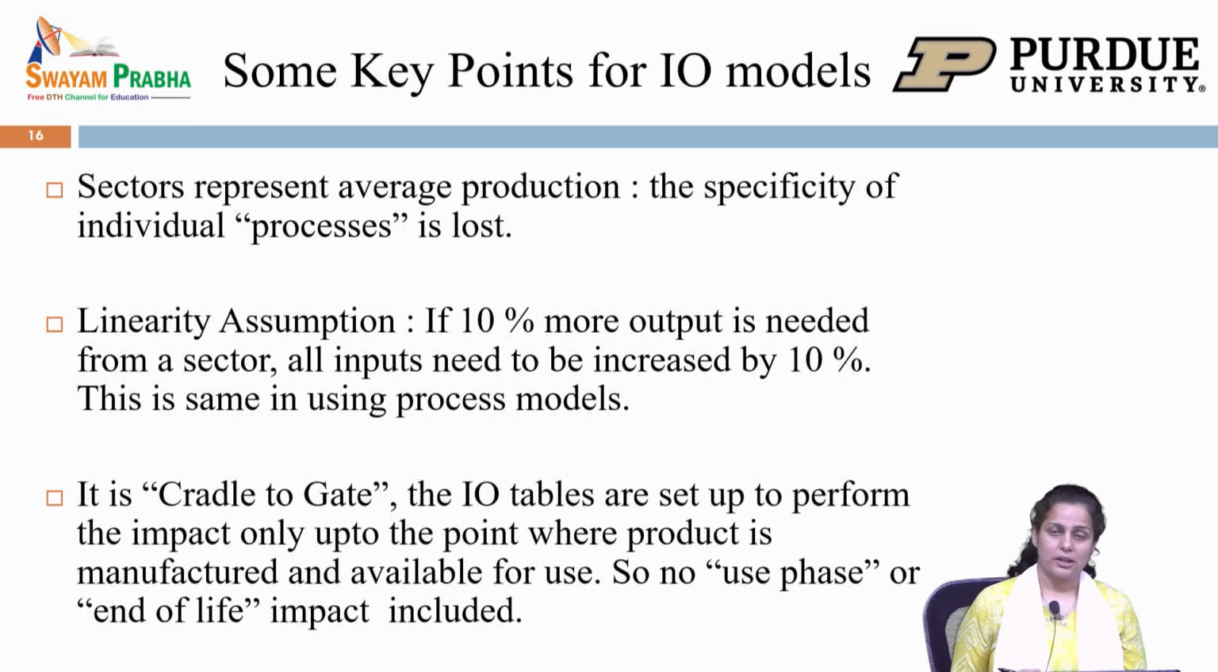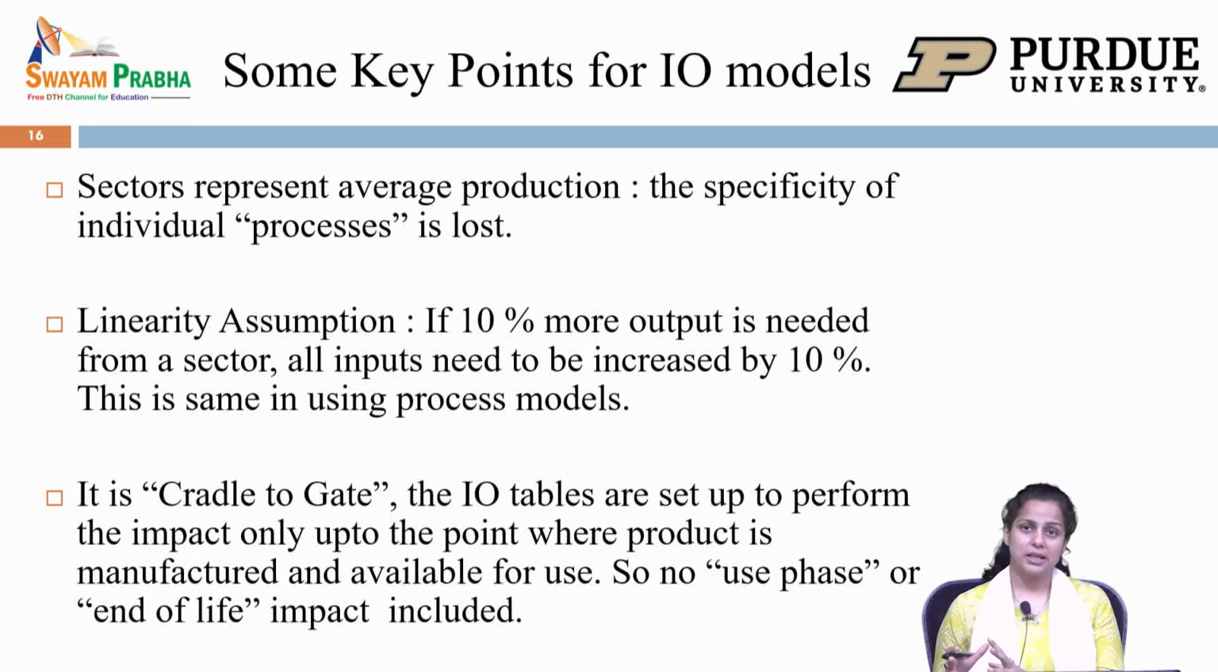It is cradle to gate. Since we are not going towards the end phase, it is mostly how the production is being done in the economy, which is what the IO tables are set up to perform. If you use a ready to use IO table, we are mostly performing cradle to gate LCA, which means the impact is only up to the point where the product is manufactured and available to use. If you are doing a full LCA, you can include the use phase or end of life separately for the impact to be calculated.